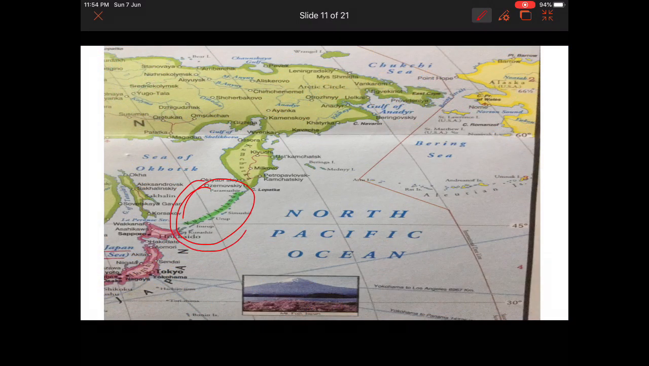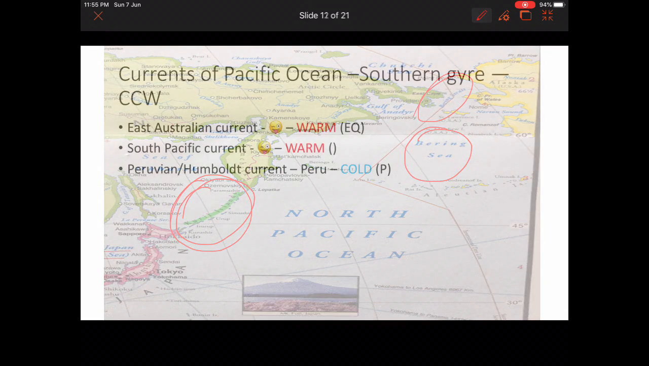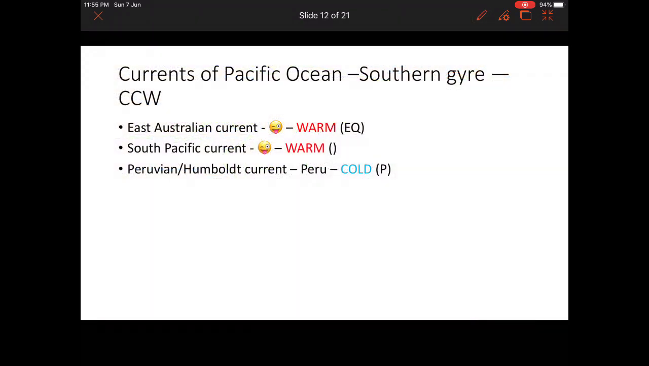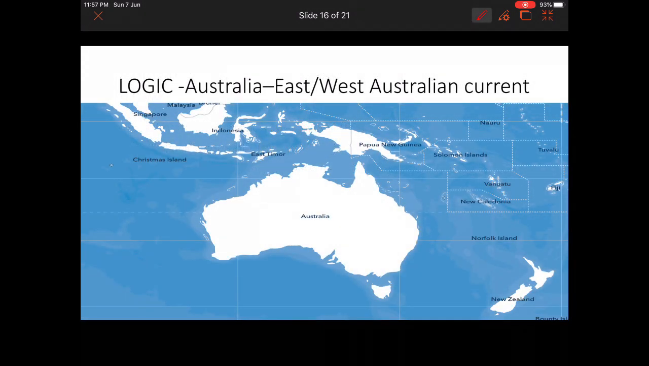See guys, here we can see Kuril Islands. Okay, and because of the presence of Kuril Islands there, the Oyashio current gets another name called Kurile current. Okay, and here we can see Bering Sea and Bering Strait, and because of that the current gets the name Bering current. See guys, the same logic applies for currents of Pacific Ocean in the southern gyre also, whether it is East Australian current, South Pacific current, or Peruvian or Humboldt current. The same logic applies. Okay, and guys, the same logic applies to Indian Ocean current also, that is the South Indian Ocean part.